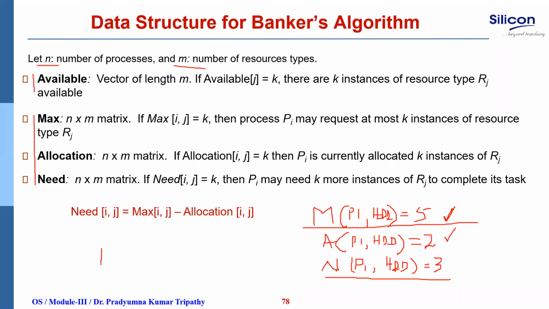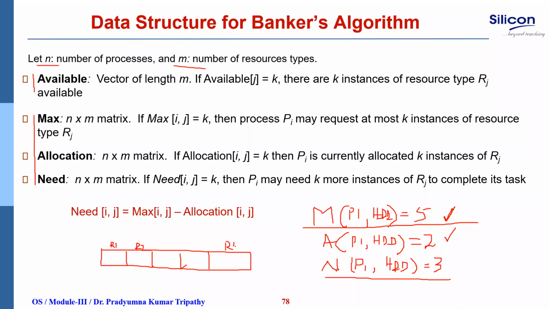Available is just a one-dimensional matrix like this. Suppose I have 1, 2, 3, 4, 5 resources. This is resource 1, this is resource 2, like that it is there. Resource 3, resource 4, resource 5.